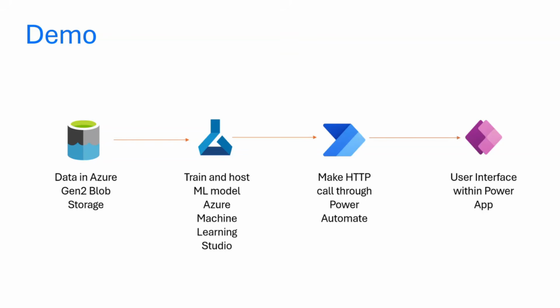So with that background in place, and conscious of time, we are going through the demo. We have data that I got from Kaggle in Azure Blob Storage. The next part of the process is through Azure Machine Learning Studio, where we train and host the machine learning model. Once we get the endpoint and our keys, we'll make an HTTP call through Power Automate, and within the Power App, we can use it for various use cases.